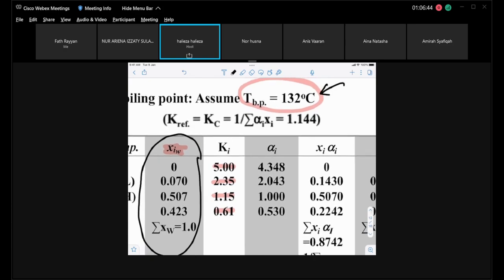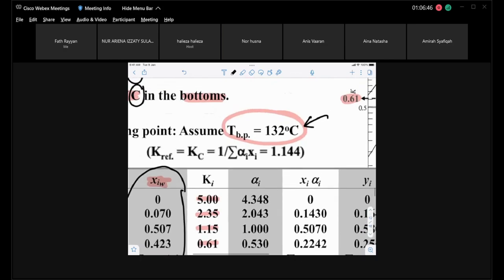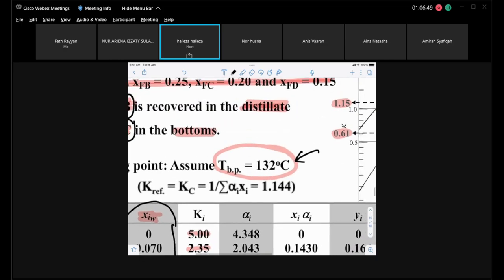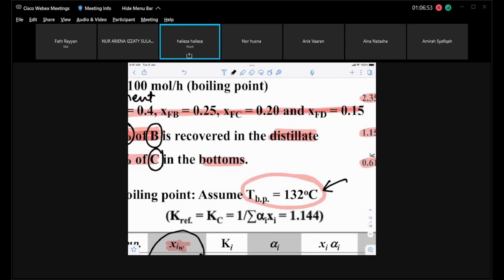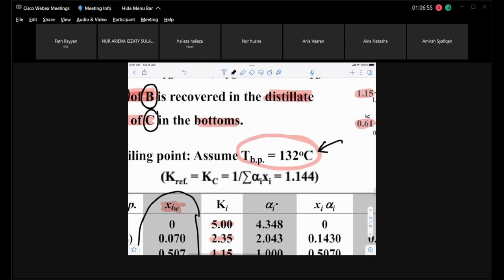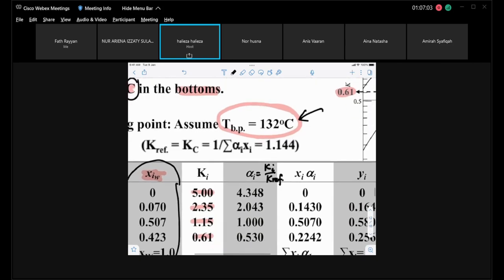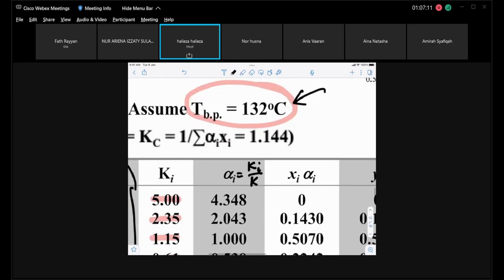And for that temperature, I will calculate my relative volatility. And remember, the equation for relative volatility is equal to K of that component divided by K reference. And for this example, the K reference is equal to Kc. So I'm going to write Kc there instead of reference. My reference now is component C.